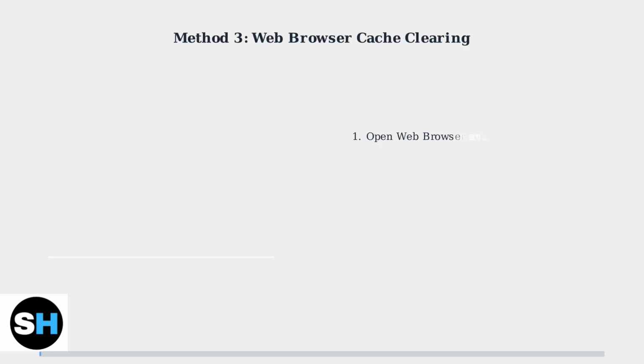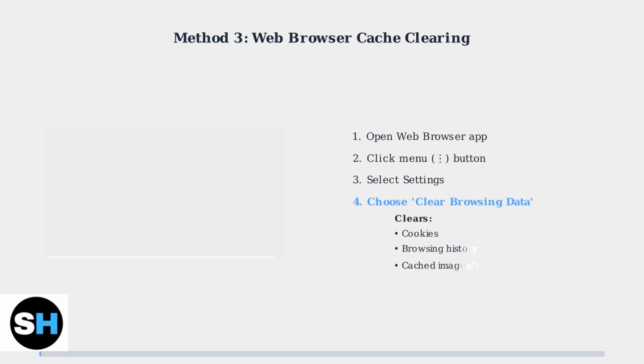Method 3 clears web browser cache. Open the browser app, click the menu button with three dots, select Settings, then find Clear Browsing Data to remove cookies, history, and cached files.